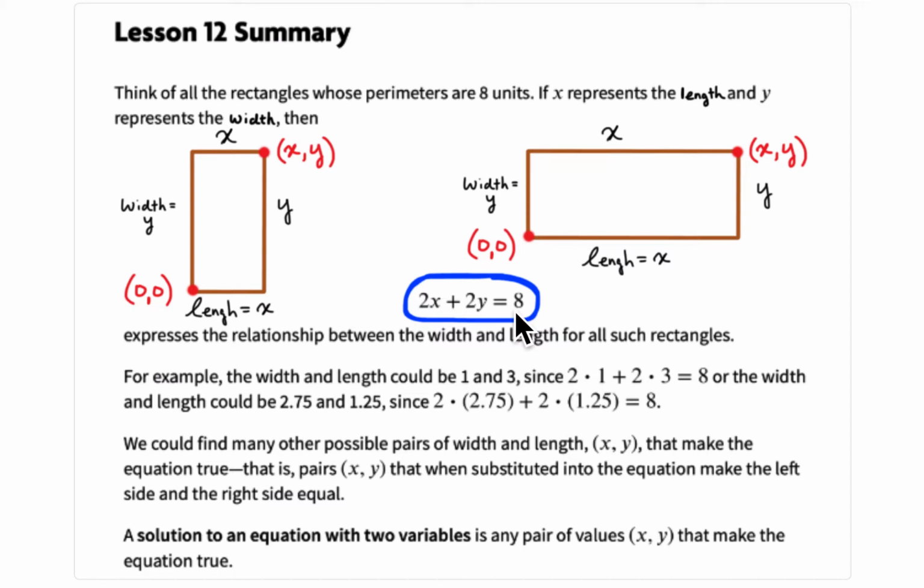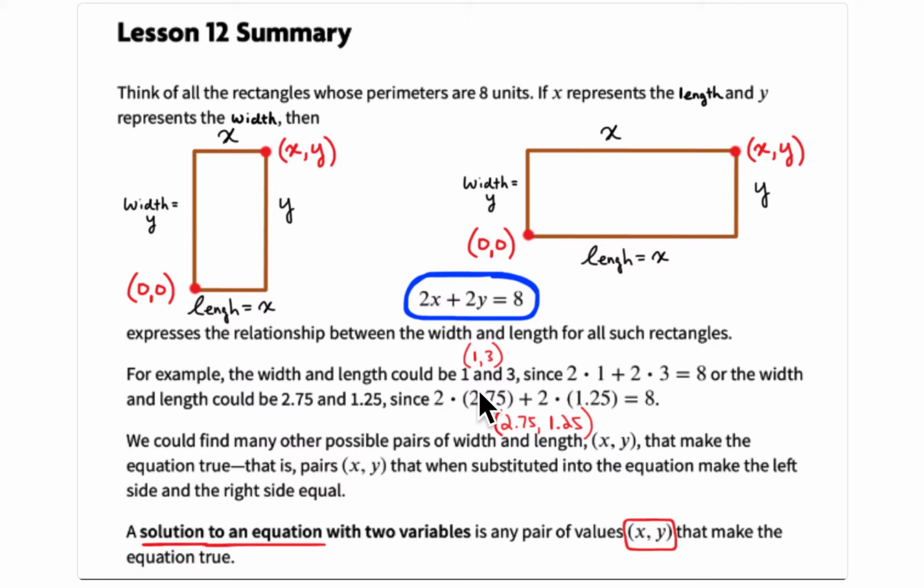So we're putting that constraint: they will equal 8 units. Likewise, if I drew this rectangle, this is x along this side, y along this vertical side. So 2 of these lengths plus 2 of these widths are going to add to the perimeter, which is going to equal 8 units. So let's put some numbers in there and see what happens.